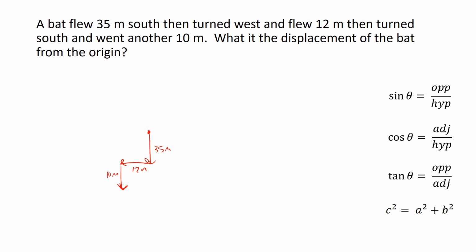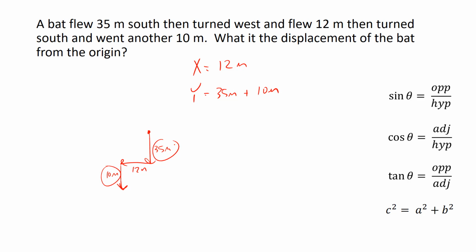Well, from here, what I see is you're going to add your x components and your y components. There's only one x component. So looking at this, my only x component is 12 meters. But I have two y components. So I'm going to add these two y components the way that they're added as vectors. They're both going south. We're going to add those two together, the 35 and the 10. 35 meters south plus the 10 meters south.